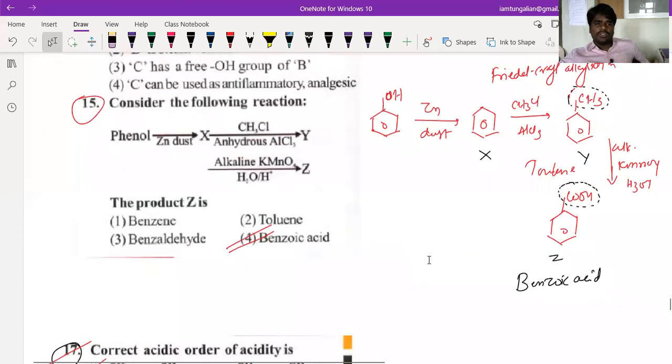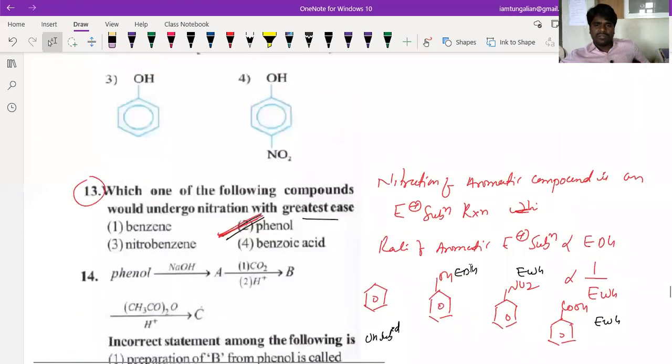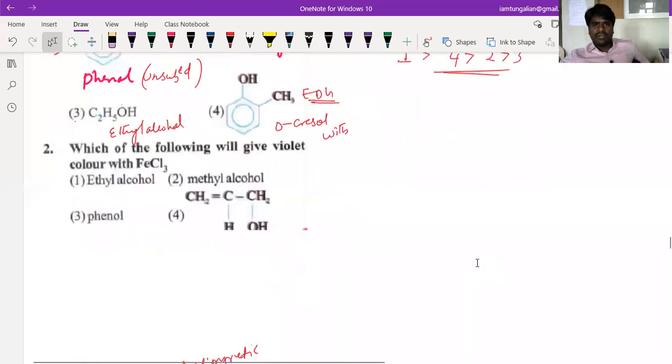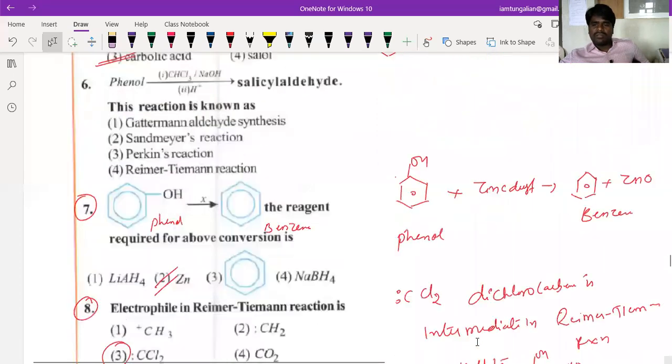Right? So these are all the different questions from the chemical properties of phenol. Hope you don't have any doubt from this.